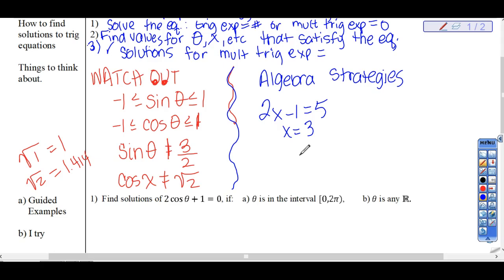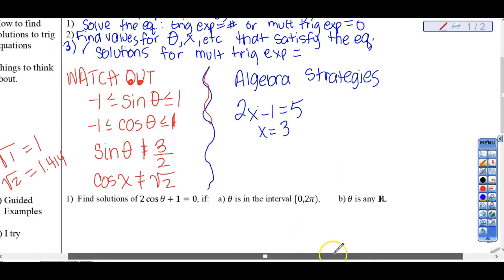I can isolate x by solving this linear equation. I know it's linear because it's x to the first power. If I were to graph it, it'd graph a line. So that's one algebra strategy to think about.